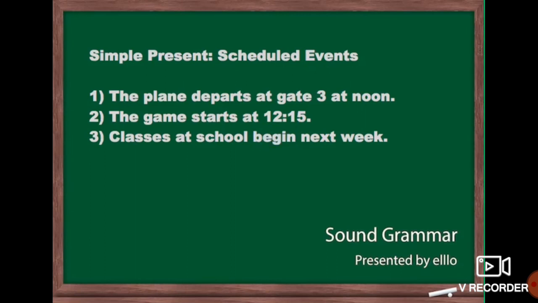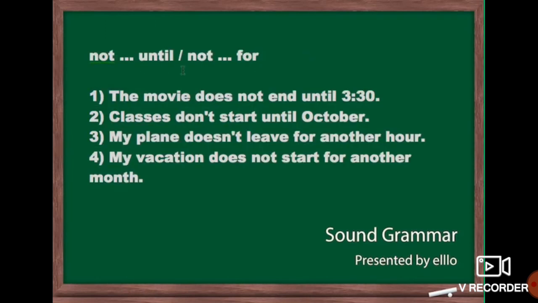Now, let's take a look at using this for negatives. So here we have not until and not for. So for example, the movie does not end until 3:30. So the ending is in the future, but we use the simple present. Here, classes don't start until October.